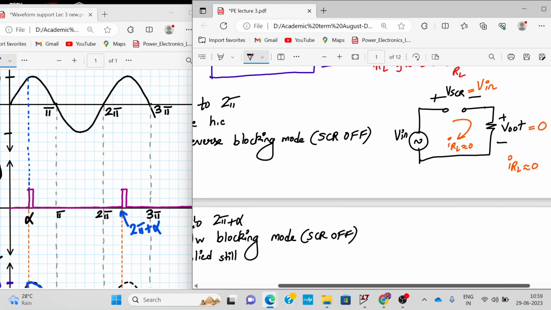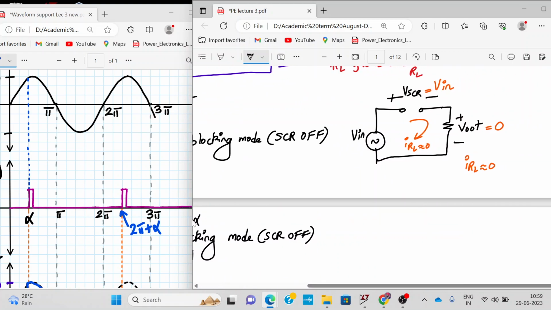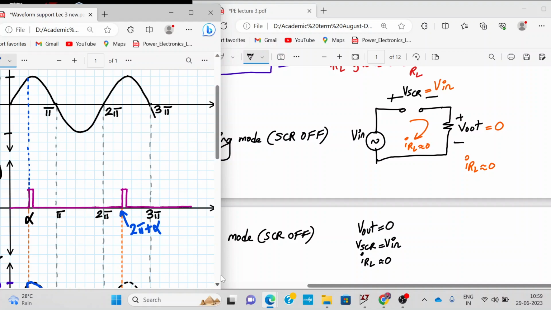So when this happens, the SCR is off, and the same condition will happen as we have seen before. So when the SCR is off, the output will be equal to 0. Alright, voltage across the SCR will be equal to V in, as I have shown over here in the diagram, and the current through the circuit will also be 0. So let us quickly reflect that in the diagram.